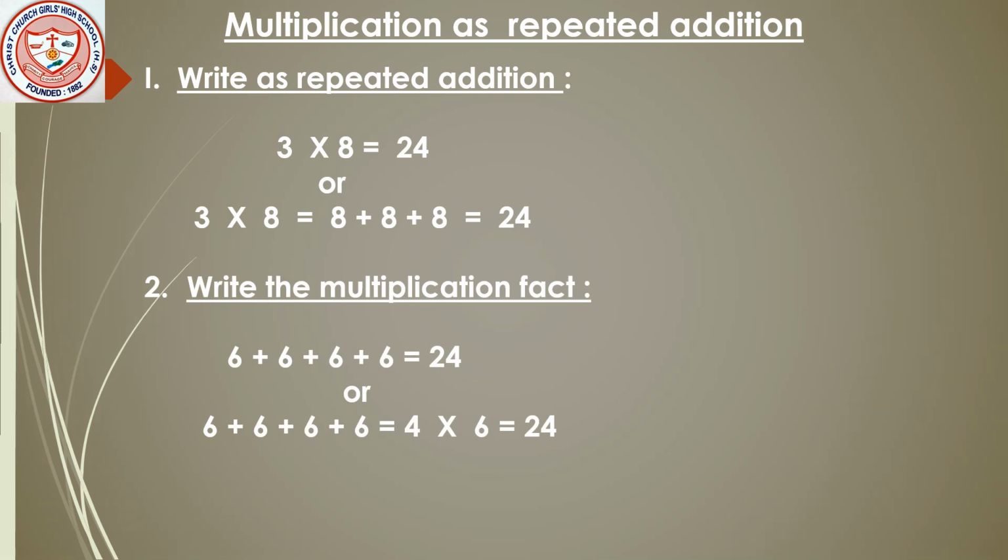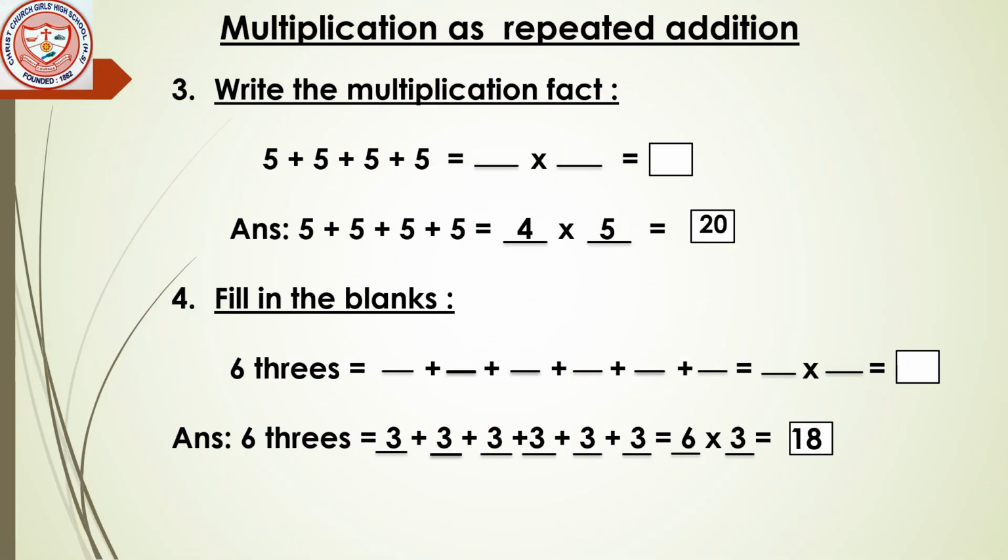Now, look, here is one more example for you, and that is 5 plus 5 plus 5 plus 5 is equal to what into what is equal to what? 5 plus 5 plus 5 plus 5 is equal to dash into dash is equal to dash. How we will solve this?